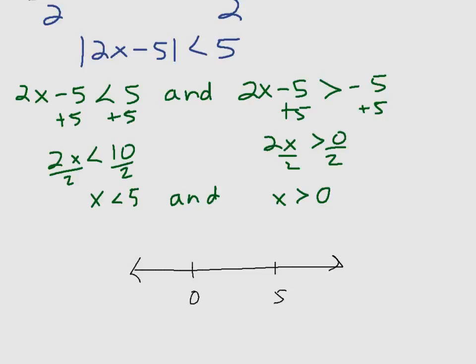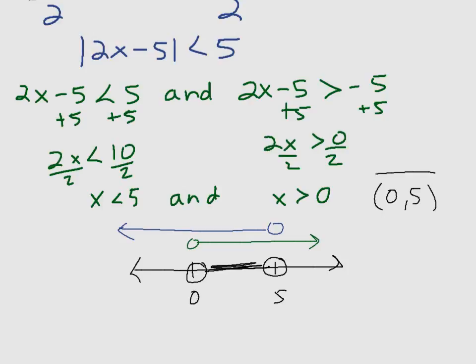Graph 1 in one color. So less than 5, open circle on 5 going to the left. Greater than 0, open circle on 0 going to the right. So I want everything that's blue and green, or everything that's on both of these, so only where they overlap. So that's between 0 and 5. In interval notation, that would be (0, 5).